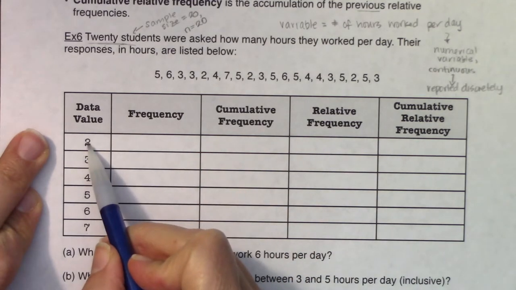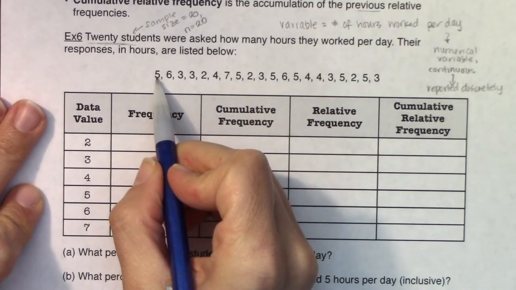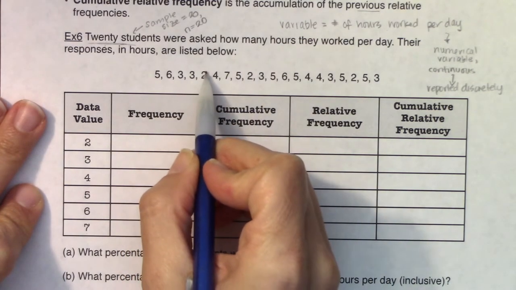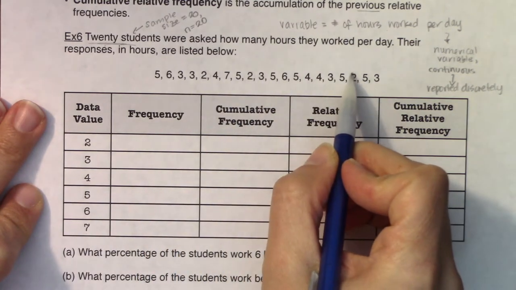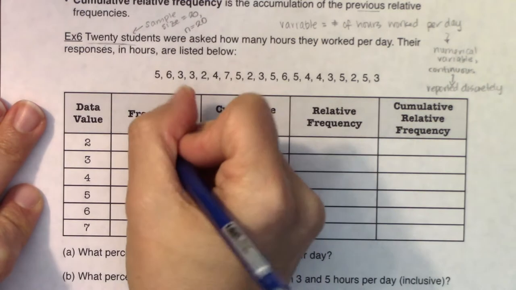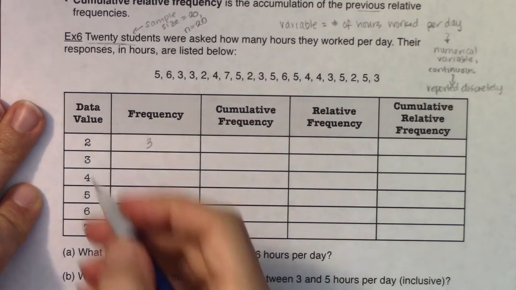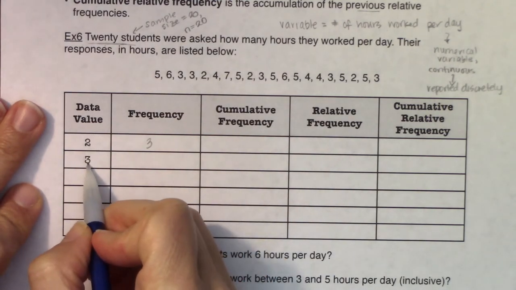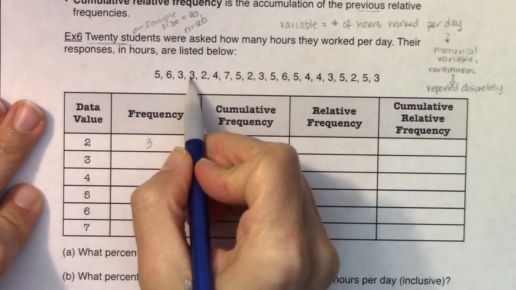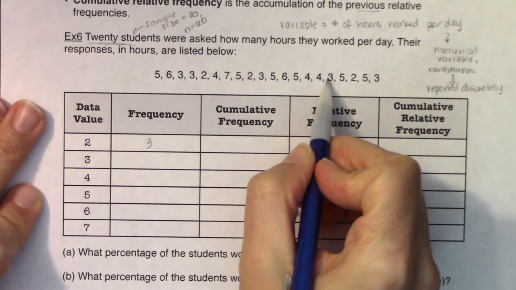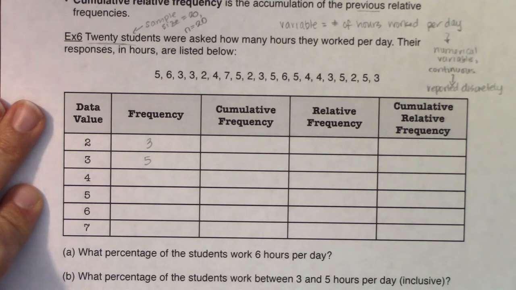Okay, so let's look at the data value of 2 and compare that to my data set. So if I go through here and I start to count, right? I see I have 1 student that worked 2 hours a day, 2 students, 3 students that worked 2 hours a day. So I'm going to put 3 here. Okay, so there were 3 students who had this data value. Now let me go through and count how many students worked 3 hours a day. 1, 2, 3, 4, I think 5. So 5 students were working 3 hours a day.